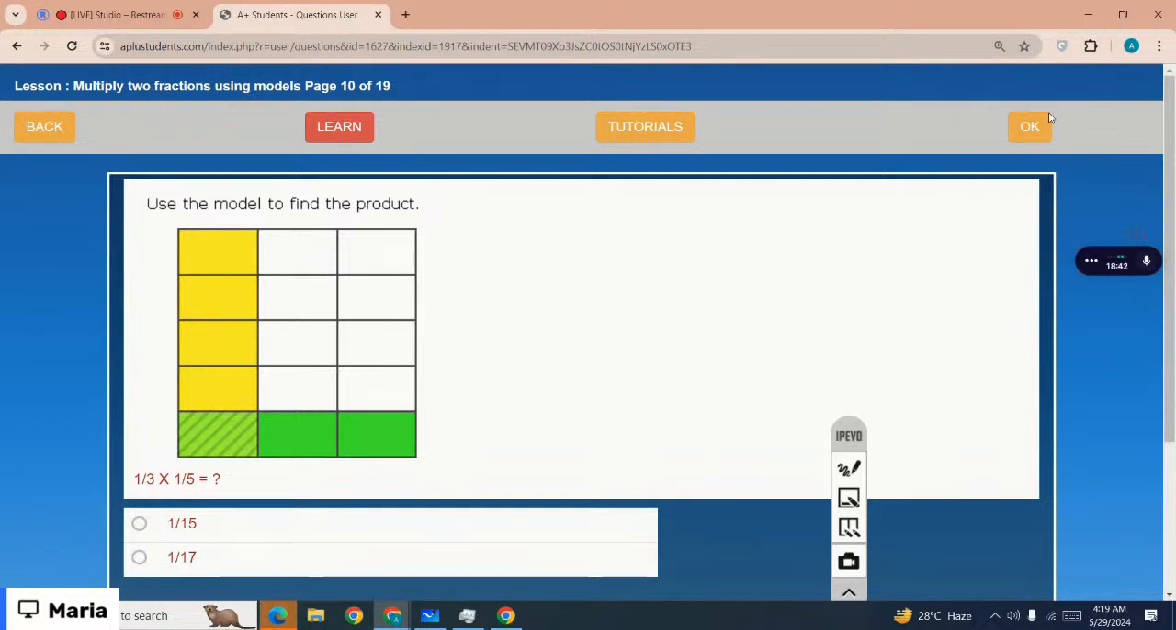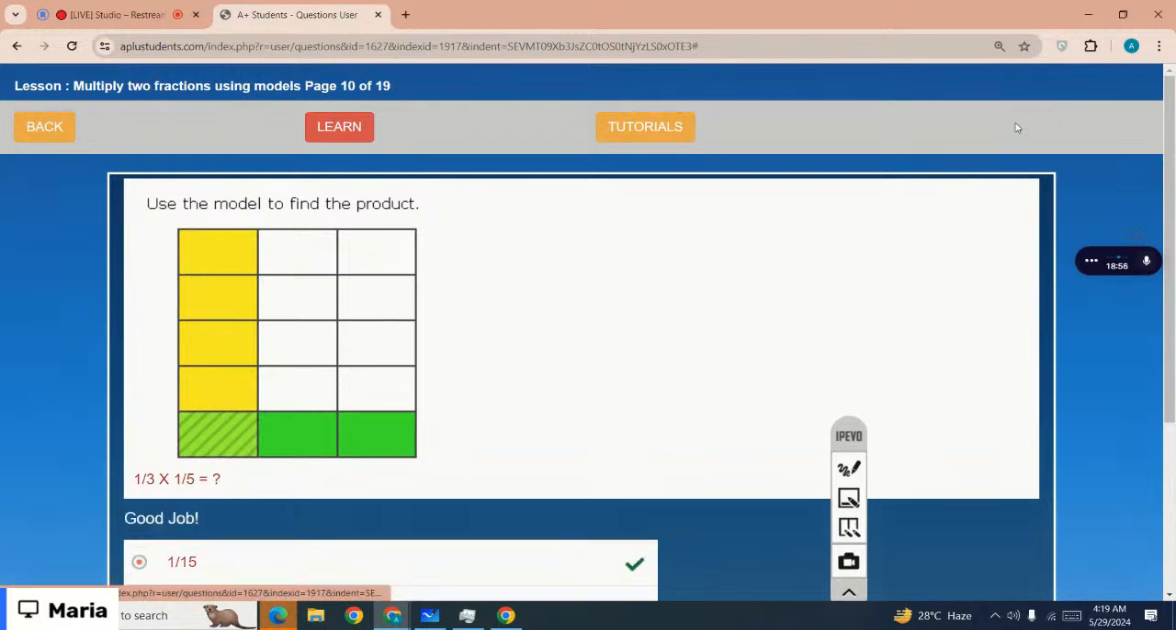Use the model to find the product 1 by 3 times 1 by 5. So which is the correct option? Yes, that is 1 by 15. Option number 1 is the correct option.